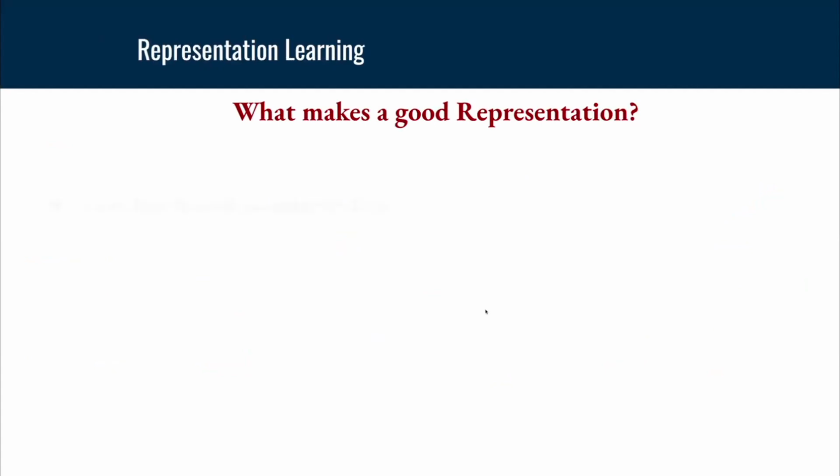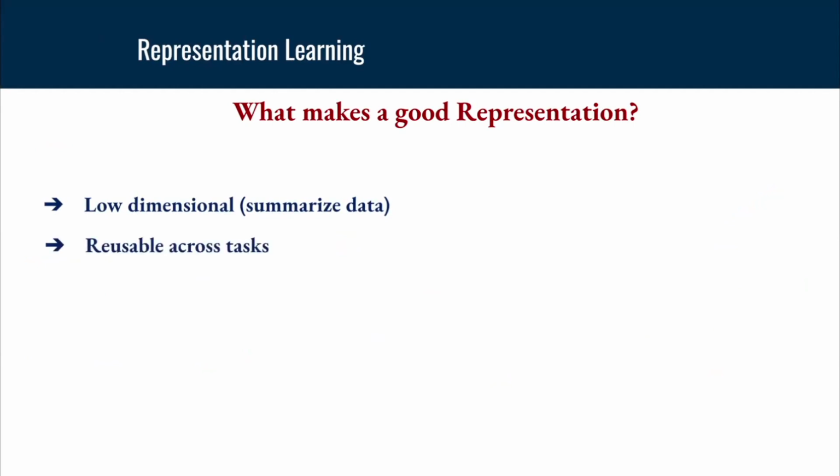So to summarize, what we actually want to learn is a good representation. What does it mean? This essentially means we want it to be low dimensional, meaning a summary, and we want it to be reusable across tasks, not just for the task we want to solve, but useful to solve even future tasks. Sometimes we don't even know what these future tasks are. And we also want these representations to be smooth and spatially coherent.